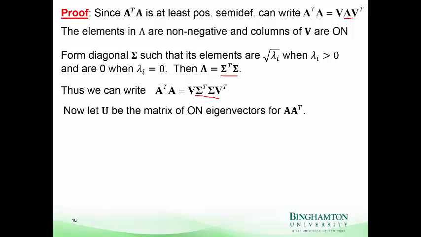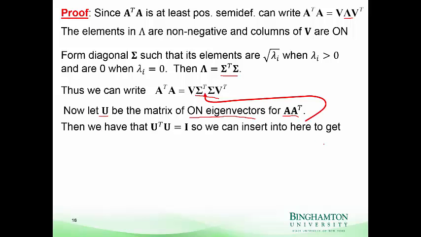So now let's put into the U matrix the orthonormal eigenvectors for the other one, A A transpose. And since they are orthonormal eigenvectors and U will be square, I will have U transpose U equal to the identity matrix. And so if I could put an identity matrix in here in between the sigmas, well, I could also put this in there instead. So putting an identity matrix in there does nothing. So putting U transpose U in there does nothing. Now I'm going to group things together.